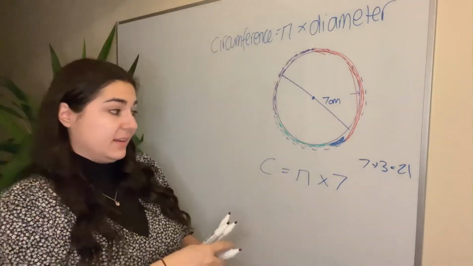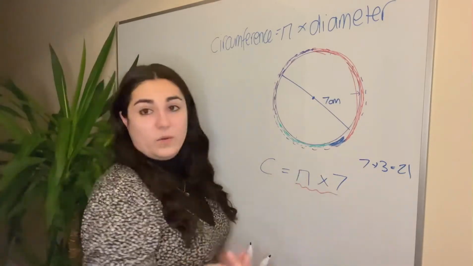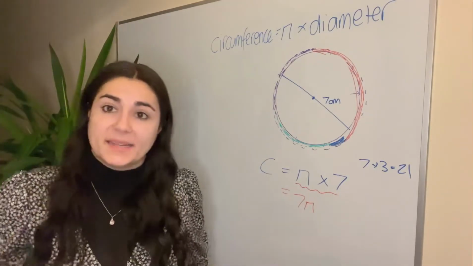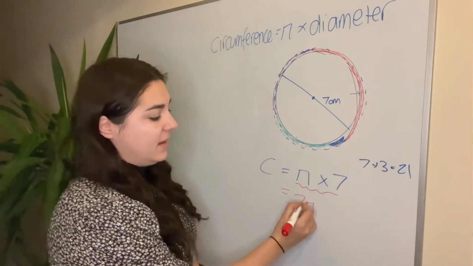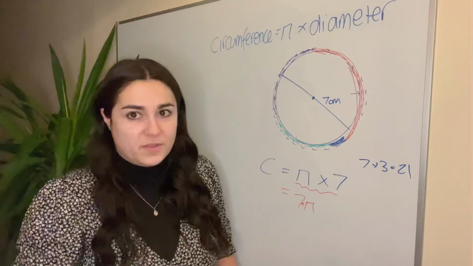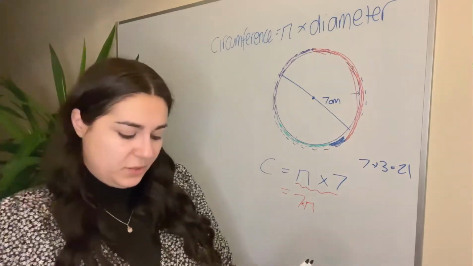So 7 pi is obviously, when you're simplifying algebra, you just write the letters, the numbers, the symbols next to each other, and the multiplication is implied. So 7 pi is the value, but it's not the numerical value.